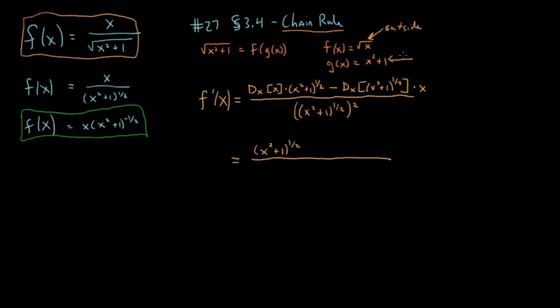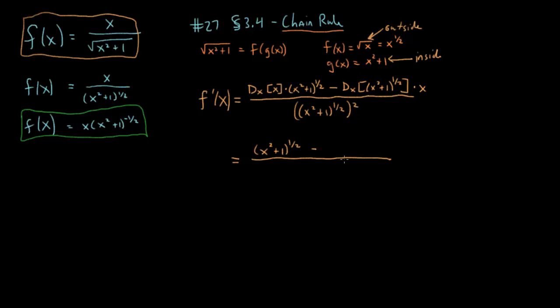And this is the inside function. So we take the derivative of the outside function. So think about the square root of x as x to the 1/2 power. So we have minus, now the derivative of x to the 1/2 power, let's just go ahead and write this, x to the 1/2 power.